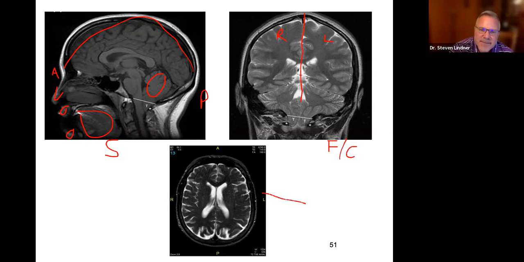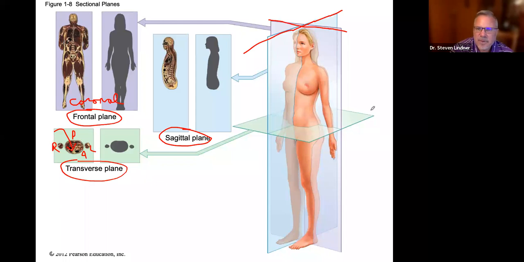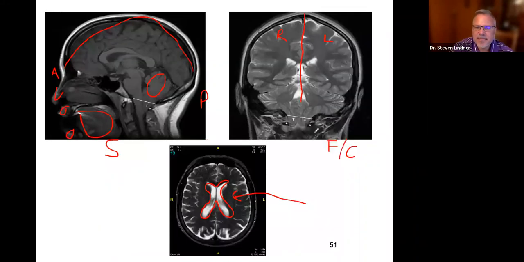And then bird's eye view of the brain looking down into it. So we can see the ventricles right here, which is where cerebral spinal fluid flows. That's called the transverse plane, which is this one here, cutting the body in half this way, the transverse plane.